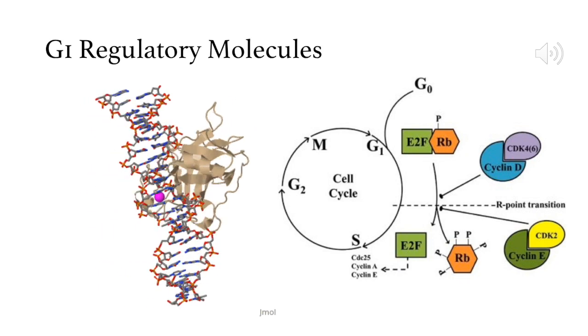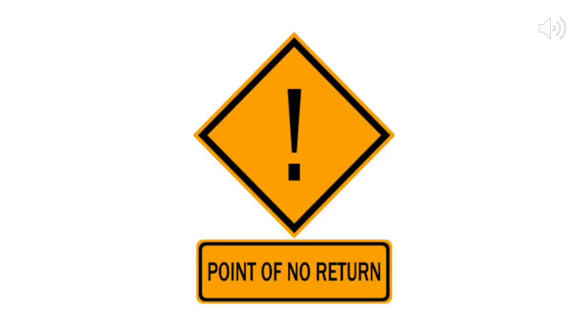replication. Passing the G1 checkpoint is essentially the point of no return for somatic cells in cell division. If a cell passes this checkpoint, it will go on to complete the cell cycle, so long as there are no problems that occur later.